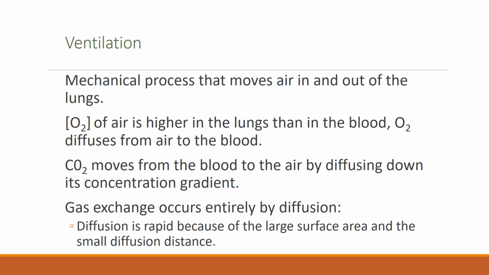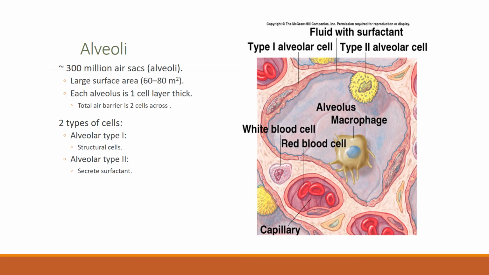And so gas exchange is going to occur entirely by the principles of diffusion, again, going from higher to lower pressure. And this is also a very quick process because the lungs have a large surface area and also a very small diffusion distance within the alveoli. So the primary site of gas exchange occurs within the alveoli.